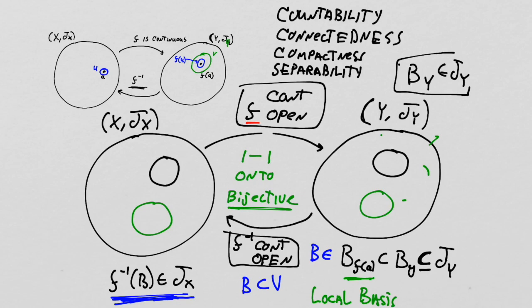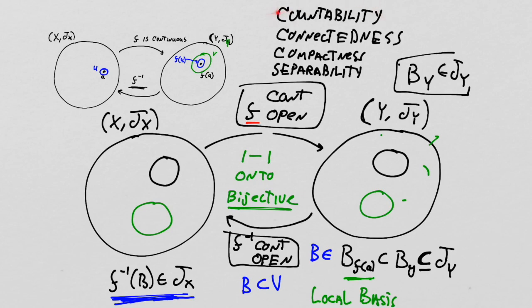However, you can often show that two spaces are not homeomorphic right away by looking at their properties. If any of these properties are different, if one is countable and the other isn't, if one is separable and the other isn't, if one is connected and the other isn't, you know right away they're not homeomorphic.